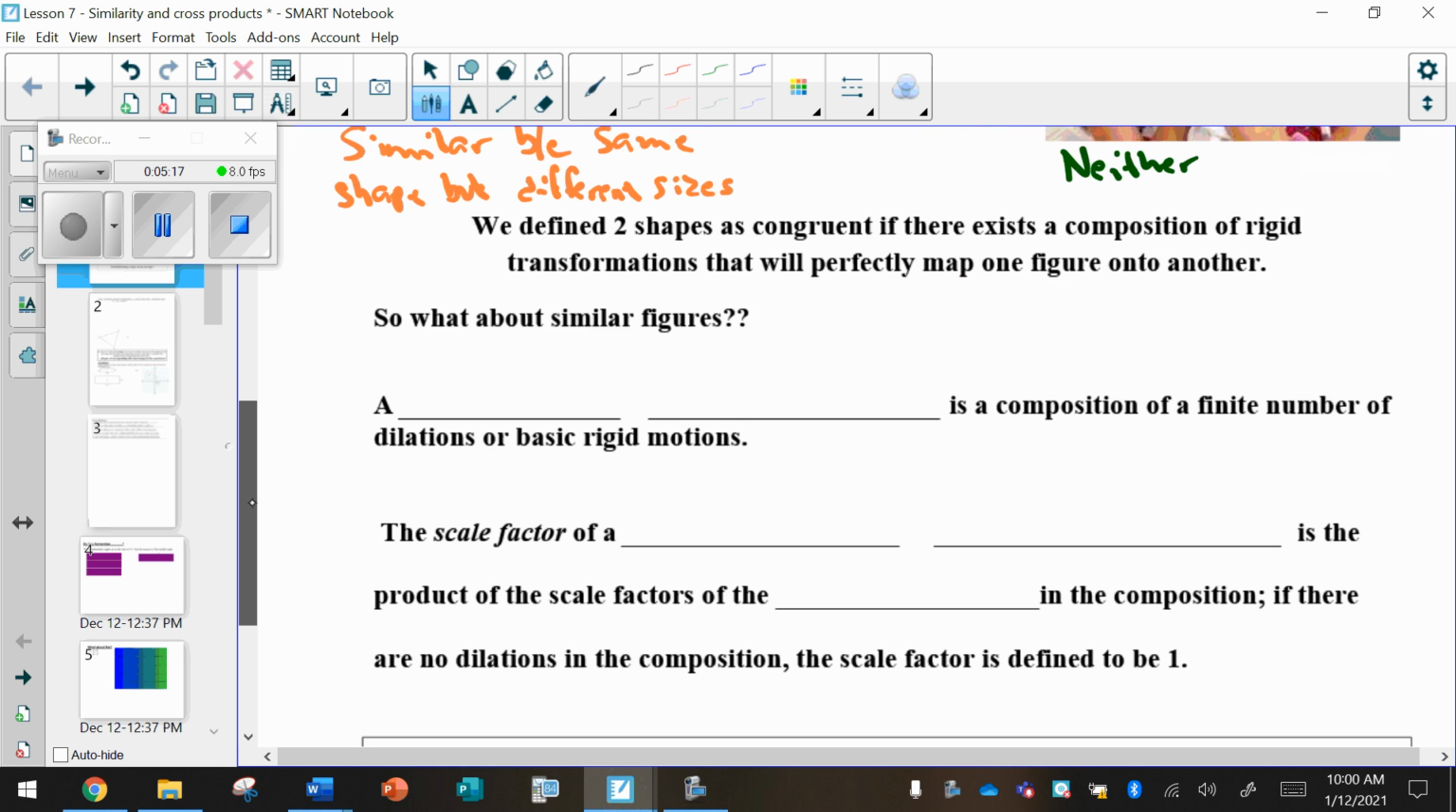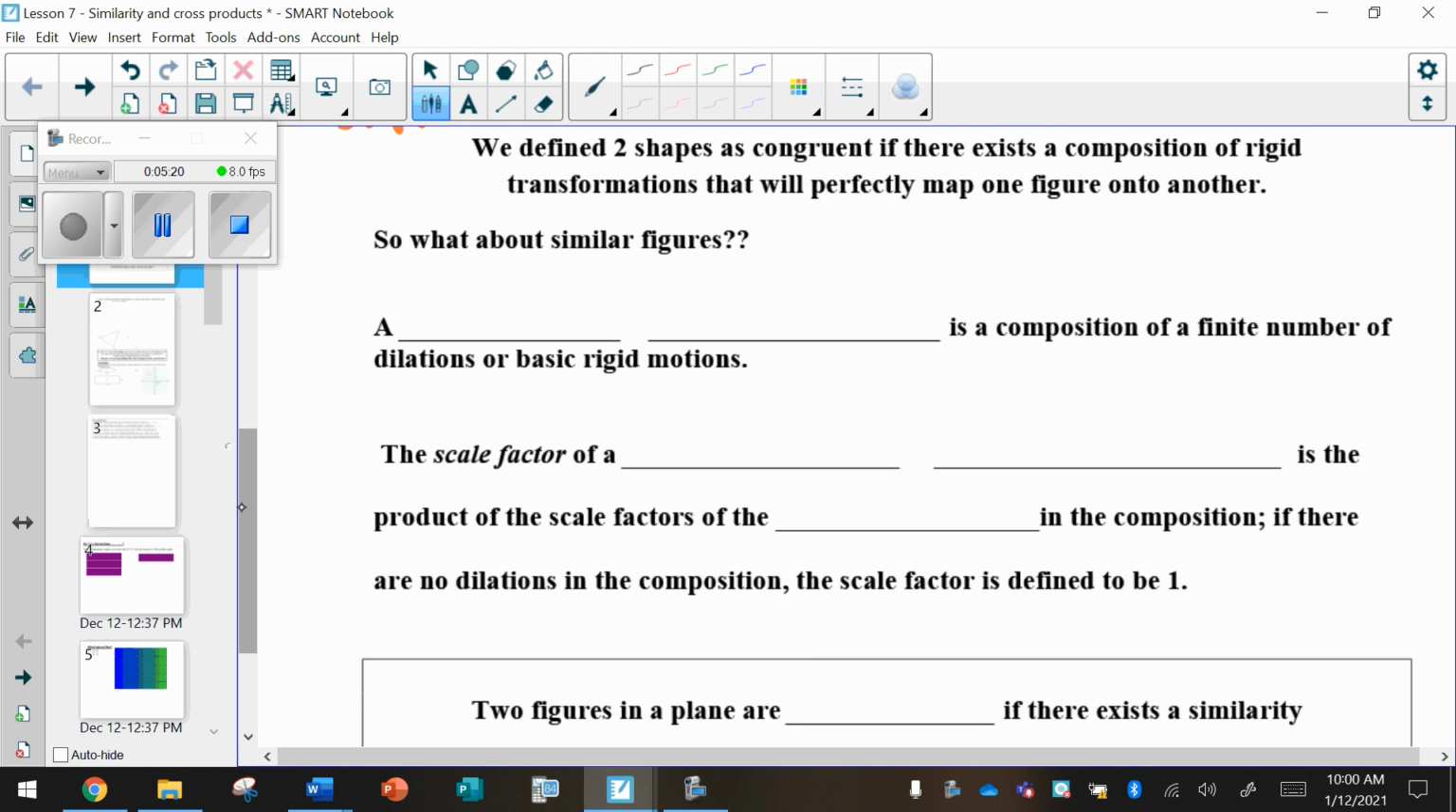All right, so we defined two shapes as congruent back when we were talking about congruence in Unit 2. We started off with our transformations and constructions and talked about how if we can map one triangle on top of another triangle through a sequence of constructions, if they are exactly the same, then they will match up with all the corresponding parts being the same angle measure and the corresponding parts being the same side length. Now we're talking about similarity.